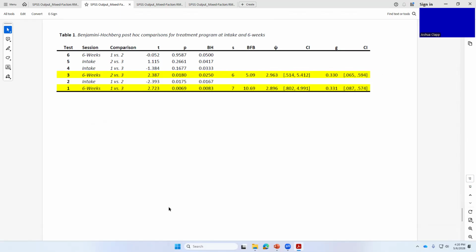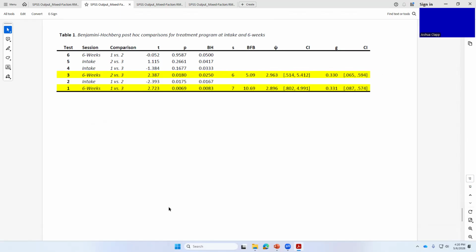So are we seeing any differences, at least after our corrected tests at intake? Nothing that's providing us with clear evidence that we have systematic differences at intake, but we are seeing that 2 and 3 and 1 and 3 look to be different, or groups 1 and 2 look to be different than 3 at that final assessment. Yeah.